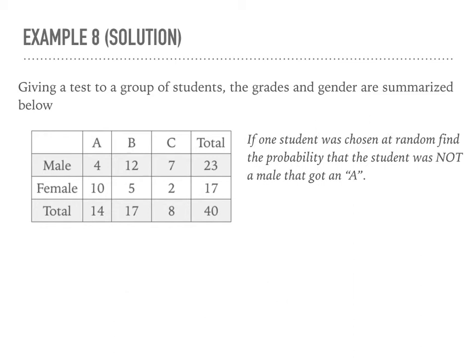Giving a test to a group of students, the grades and gender are summarized below. If one student was chosen at random, find the probability the student was not a male that got an A. So not a male that got an A, using our complement rule, that's 1 minus the probability of being a male that got an A. There are 4 males that got an A out of the 40, so that's 1 minus 4 over 40, which is 36 over 40, so 9 over 10.